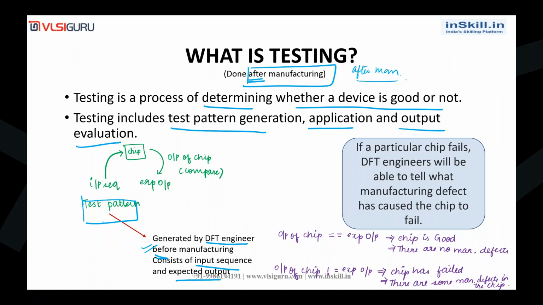Okay, so what will happen now? The input sequence will be applied onto the chip, and then the output of the chip will be compared with the expected output. If the output of the chip is equal to the expected output, it means that the chip is good. There are no manufacturing defects. If the output is not equal to the expected output, it means that the chip has failed. There are some manufacturing defects in the chip.